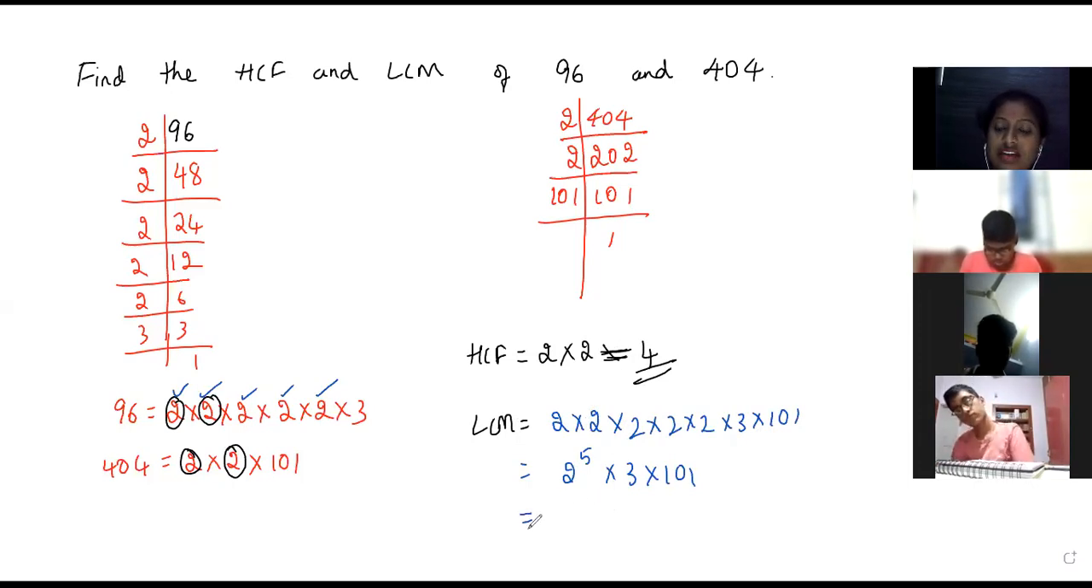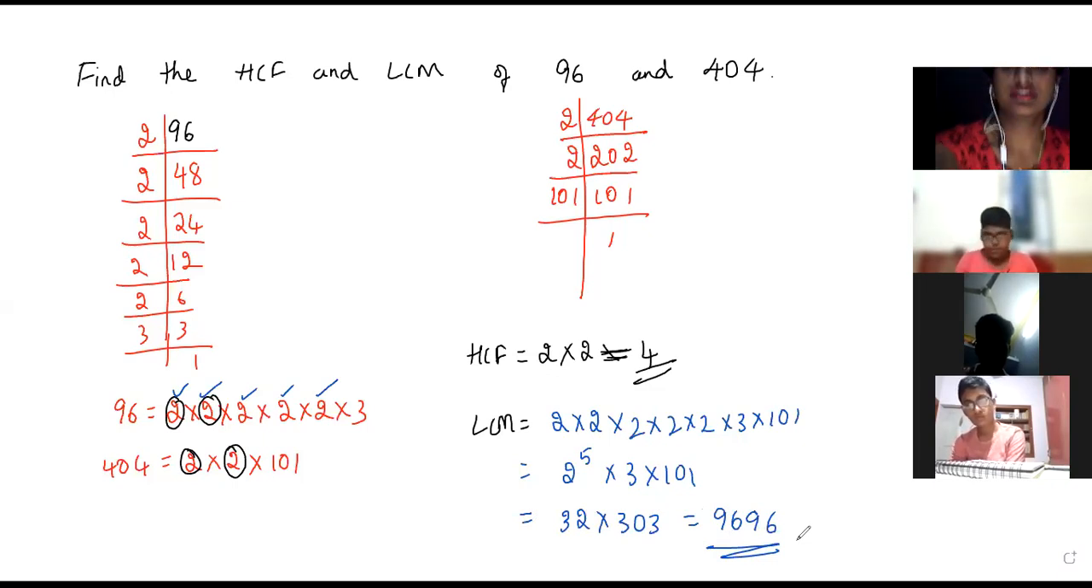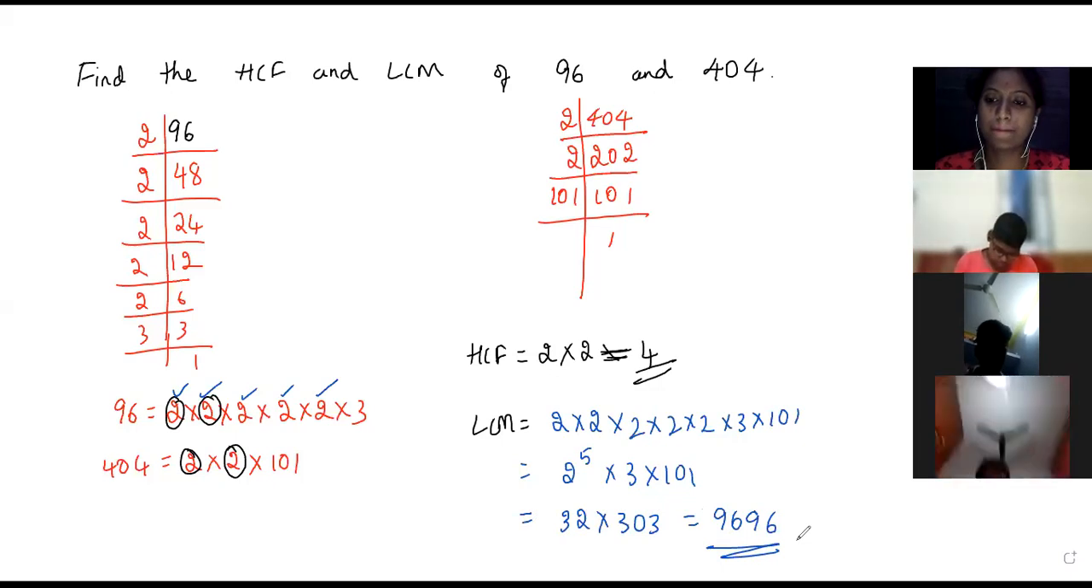Can you tell me the answer, if anyone has done? Ma'am, 96 is 2 to the power 5 into 3, and 404 is 2 squared into 101. Done? Guys, any doubts with this question? No, ma'am.